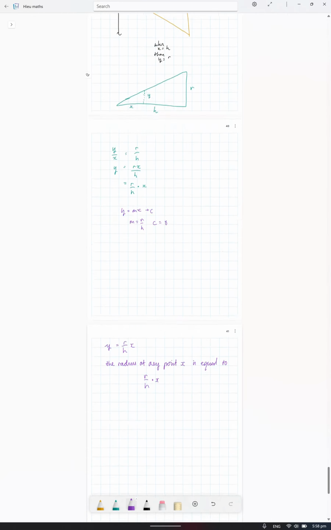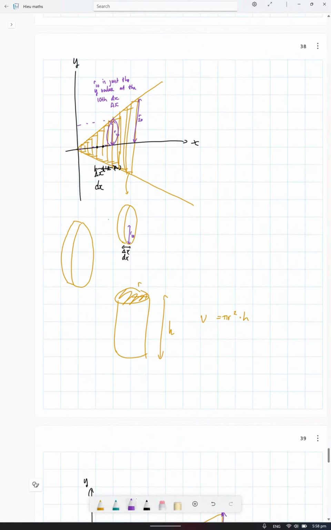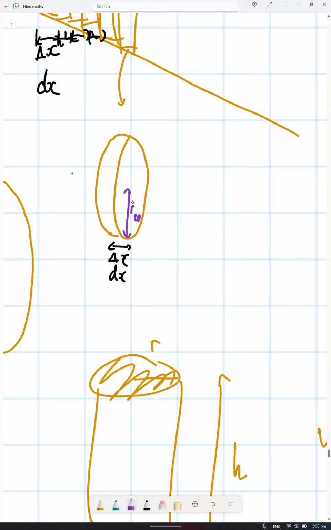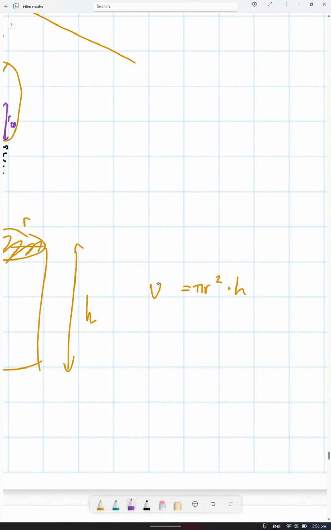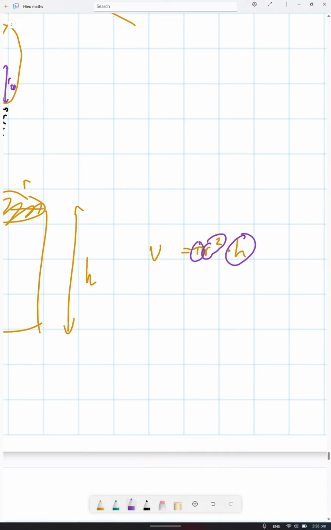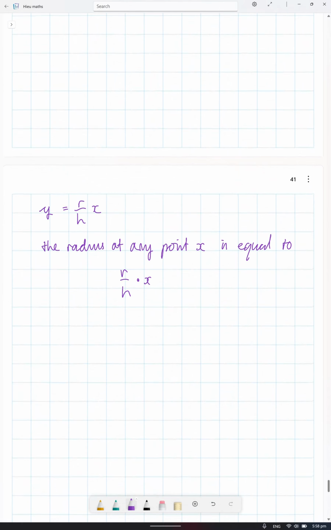Okay. So now we just have to think. We found the radius, right? Remember, what's the equation for a cylinder? The volume of a cylinder is equal to pi multiplied by the radius of that point squared, then multiplied by the height. I'm going to rewrite this down here.